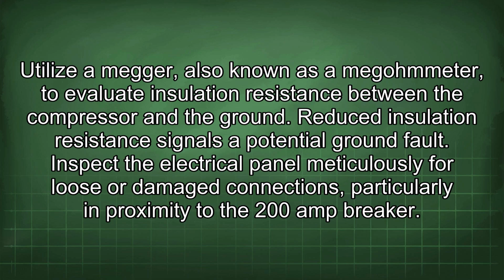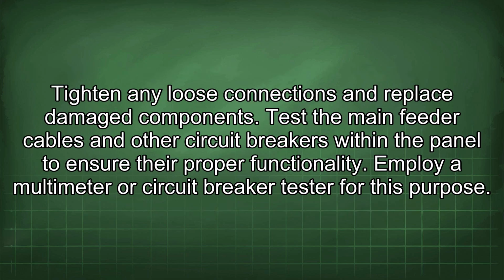Inspect the electrical panel meticulously for loose or damaged connections, particularly in proximity to the 200 amp breaker. Tighten any loose connections and replace damaged components. Test the main feeder cables and other circuit breakers within the panel to ensure their proper functionality. Employ a multimeter or circuit breaker tester for this purpose.